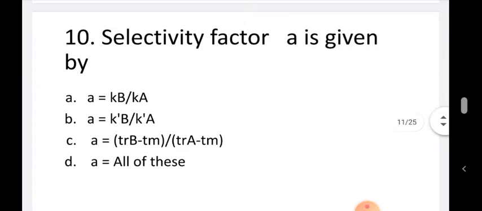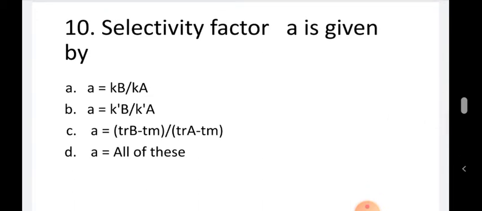Selectivity factor alpha is given by, here alpha I have not written, I have written A, but actually it's alpha. Selectivity factor alpha is given by alpha is equal to Kb by Ka, alpha is equal to K dash b by K dash a, alpha is equal to Trb minus Tm upon Tra minus Tm, and answer D, all of these. Well, all the three equations can give you the selectivity factor alpha. So the answer is D, all of these.